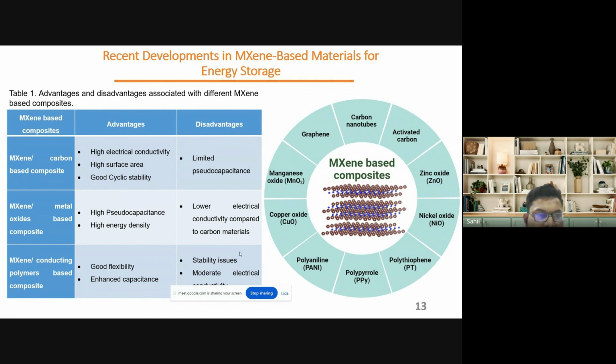As we know, MXene carbon based composite has high electrical conductivity, high surface area, good cyclic stability, but limited pseudo capacitance, because carbon based materials are EDLC type. The second one is MXene metal oxide based composite, which has high pseudo capacitance and high energy density, but the disadvantage is lower electrical conductivity compared to carbon material. The third one is MXene conducting polymer, which has good flexibility that can be used in flexible electronics and flexible supercapacitors, and enhanced capacitance. But the issues are stability and moderate electrical conductivity.